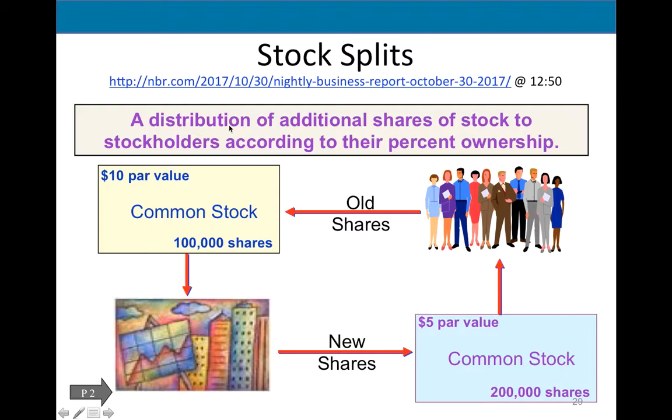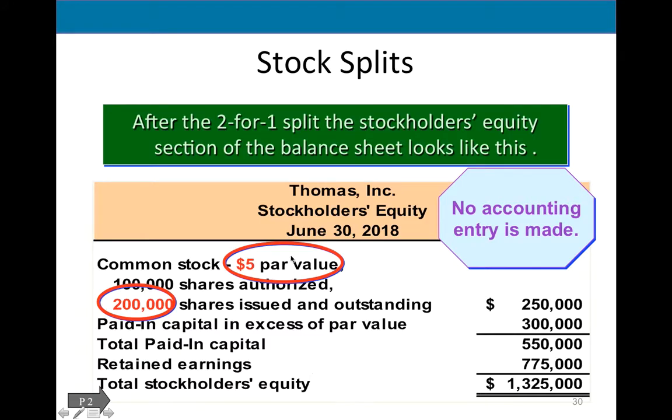So here is an example of a 1-to-2 stock split. A company had 100,000 shares, $10 per par value. Now they doubled the number of shares, but par value was decreased twice. So if I had 10 shares, now I'll have 20 shares. Par value changes and the number of shares changes, but there is no journal entry because the amounts do not change.